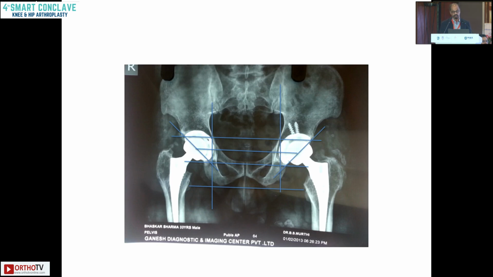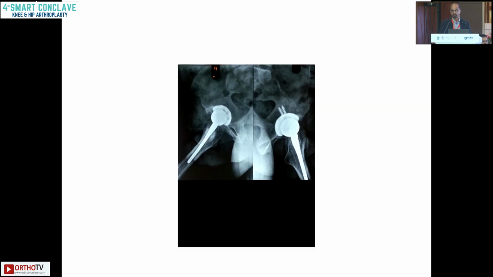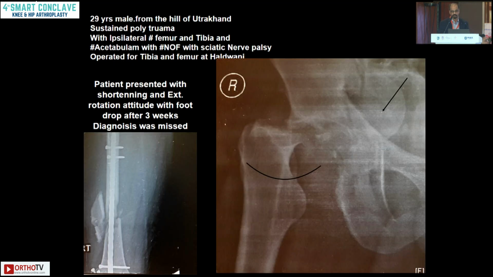This is one more case. This was done way back in 2013, and after 11 years the patient is still doing well, because we found our abduction arm and the offsets perfectly all right, and the cup reaming was perfect. So this is a very important message for the young guys that we need to put our hips in the right perspective. This is an interesting case, and again a message for the young guys: they see only one part of the patient, they didn't see the other part.